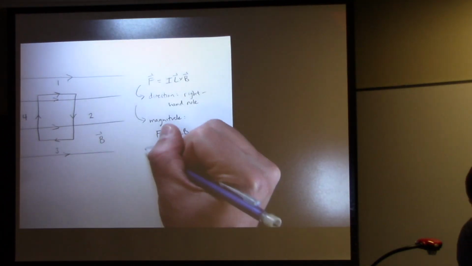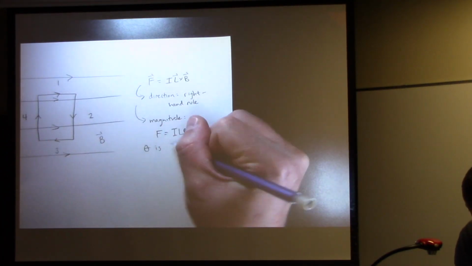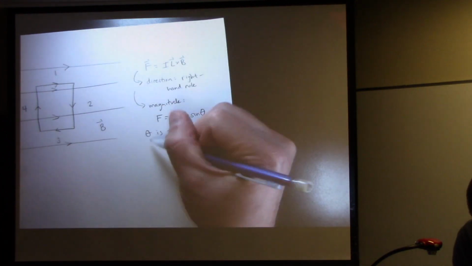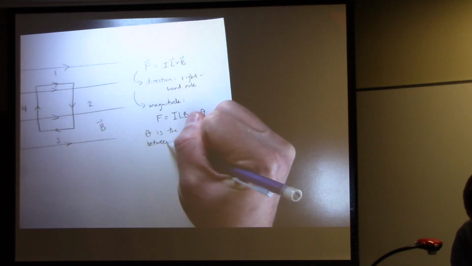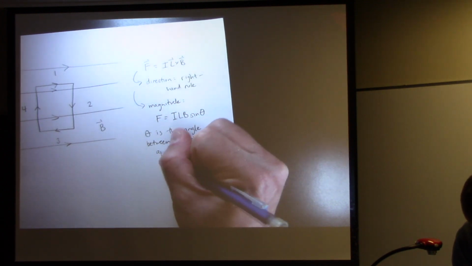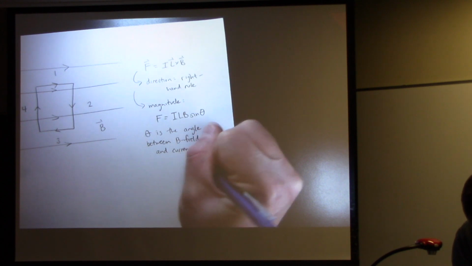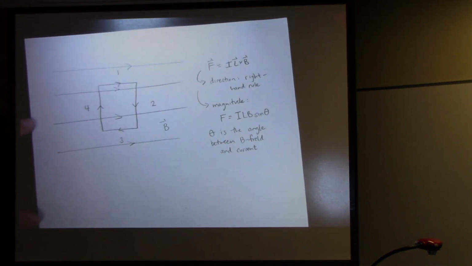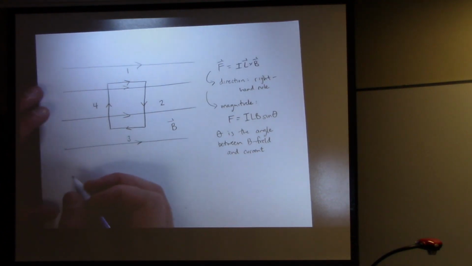So let's just note that theta is the angle between the B field and the current. Basically, we're going to go through this whole process for each one of these numbered segments of wire.